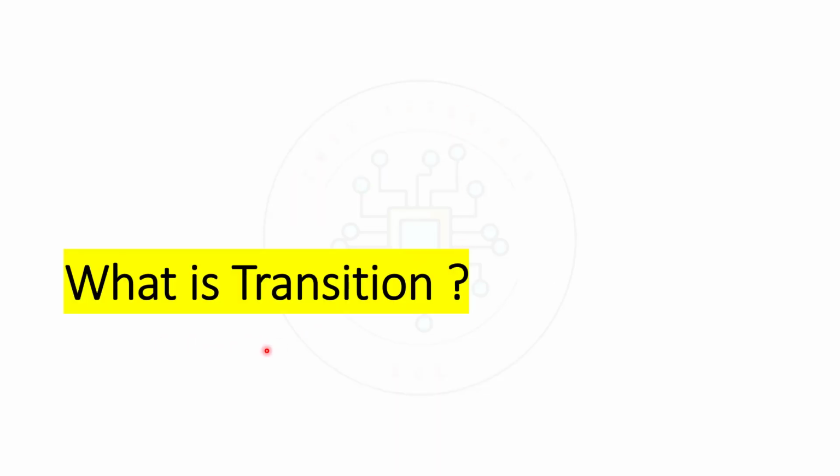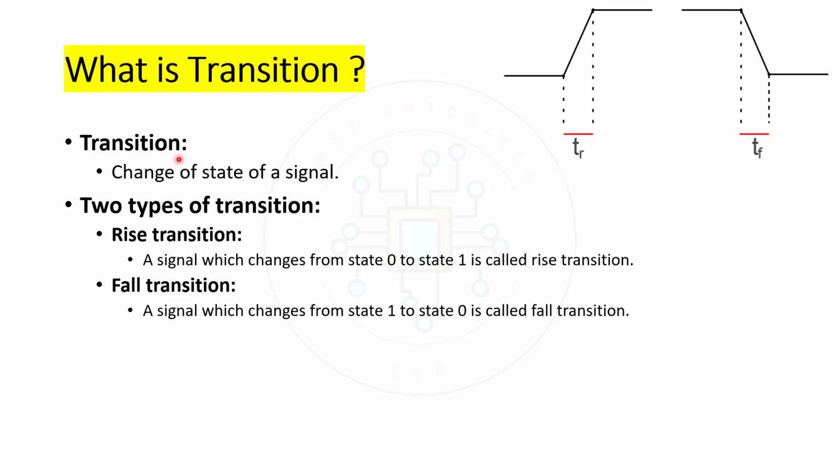Now let us see what is meant by a transition. Transition is nothing but change of state of a signal. Change in state means going either from 0 to 1 or from 1 to 0. You can see two types of transitions here: one is rise transition, another is fall transition. A signal which changes from state 0 to state 1 is called rise transition. I mentioned it here with an example. Changing state from 0 to 1 is called TR, which is rise transition. Now fall transition: a signal which changes from state 1 to state 0 is called fall transition. Changing from 1 to 0 is called fall transition, which is TF.